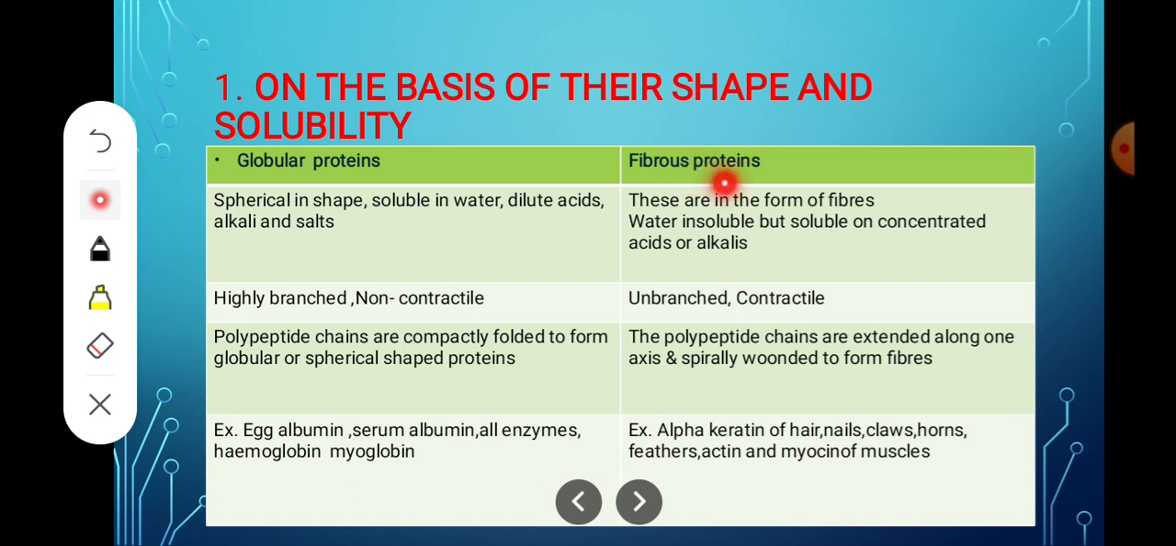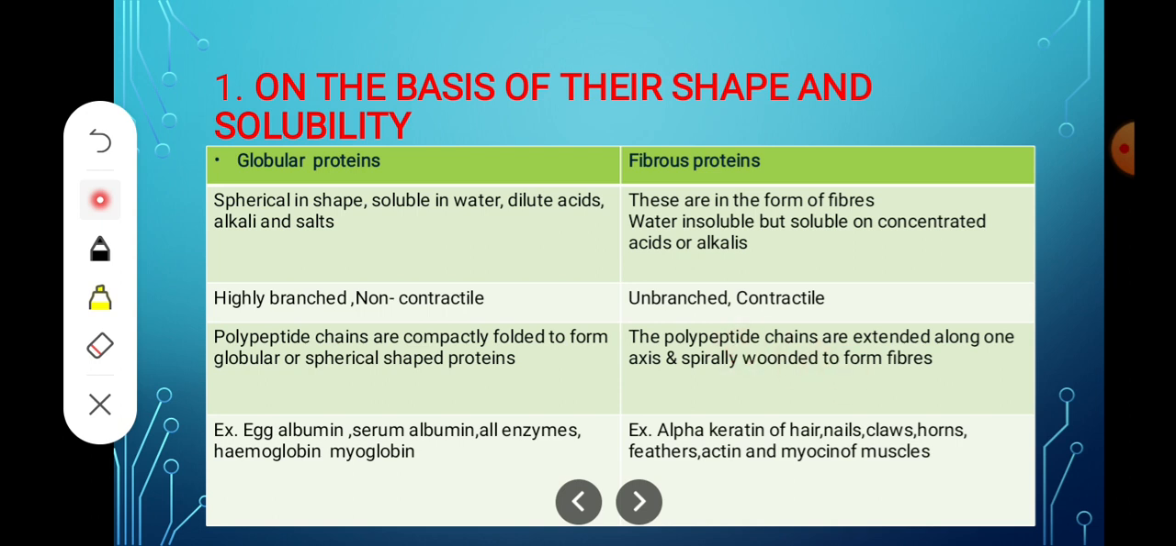Next, the fibrous proteins. Fibrous proteins are in the form of fibers. These are insoluble in water but soluble in concentrated acids or alkalis. These proteins are unbranched and contractile. In fibrous proteins, the polypeptide chains are extended along one axis and spirally wound to form fibers. They are linear molecules. The long linear protein chains are held together by intermolecular hydrogen bonds. They serve as structural proteins.